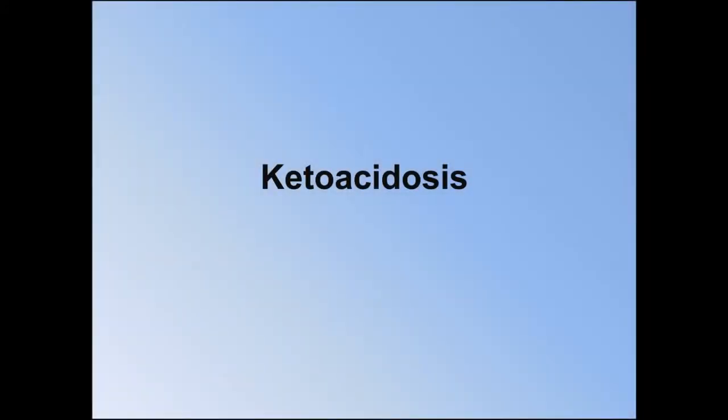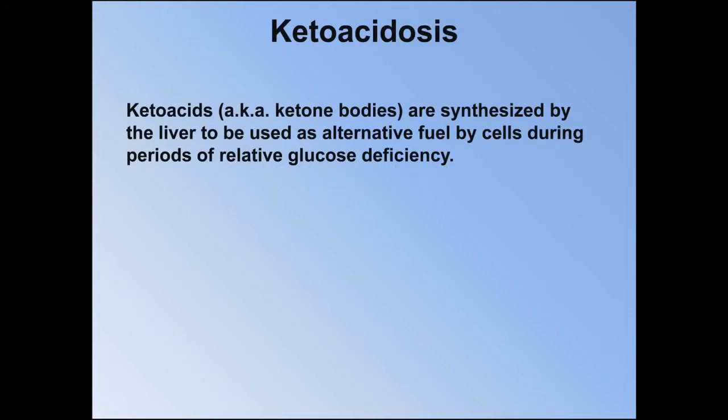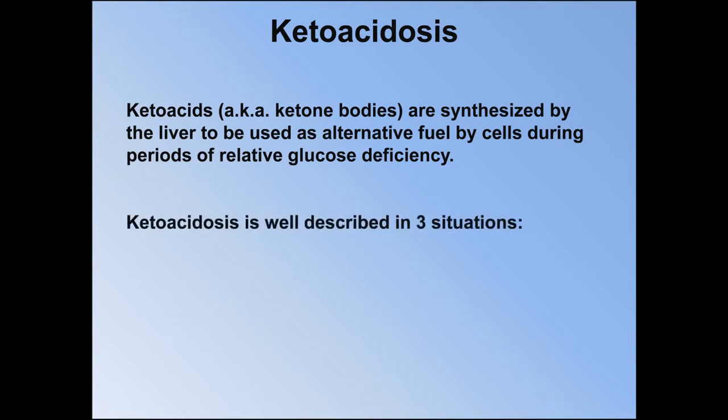Next, I'll talk about ketoacidosis. Ketoacids, also known as ketone bodies, are small compounds synthesized by the liver to be used as alternative fuel by cells during periods of relative glucose deficiency. Acidosis caused by the presence of ketoacids is well described in three situations: diabetes, where the condition is usually known as diabetic ketoacidosis, or DKA, starvation, and chronic alcoholism.